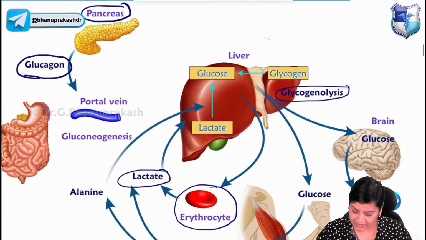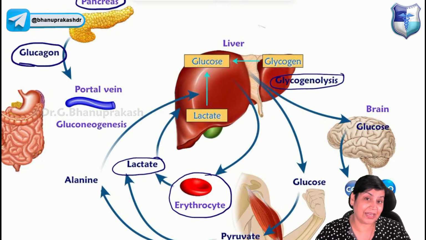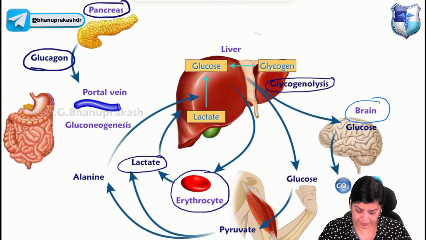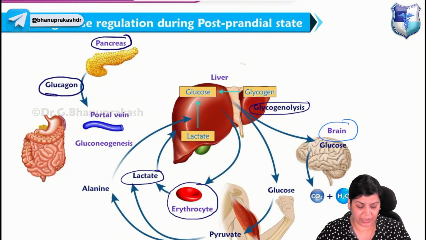Now coming over to this, what we were discussing, I was telling you that glucagon is released, so glucagon will accelerate the catabolic processes. We know that glycogen will be broken to release glucose, right? Then lactate will also be converted into glucose. On the other hand, you can see brain again on glucose. Is it clear, beta? This is blood glucose regulation during the postprandial state.